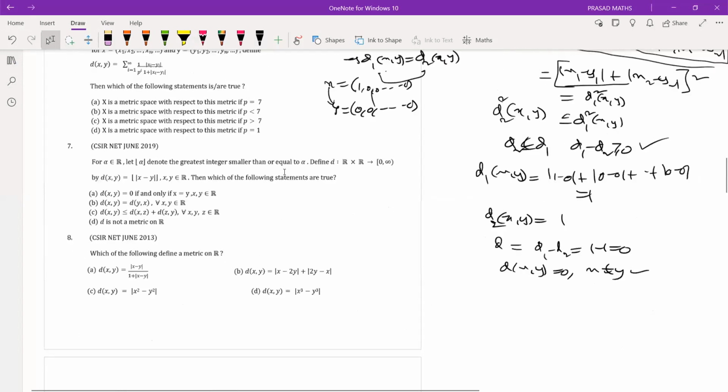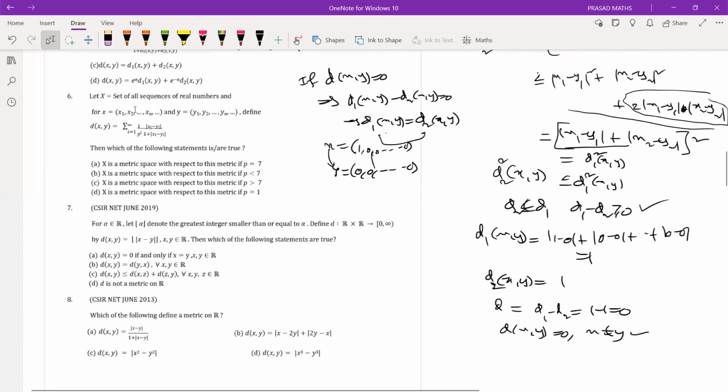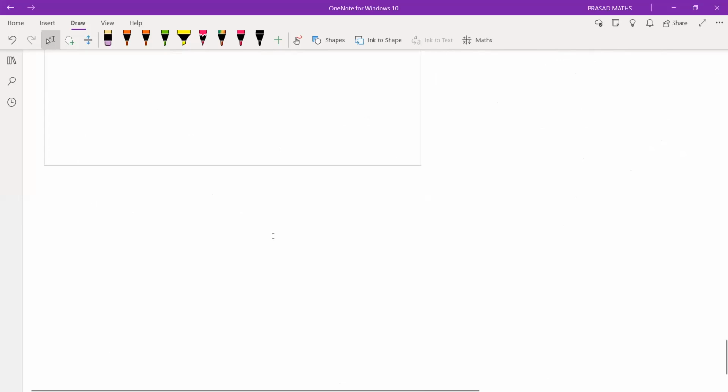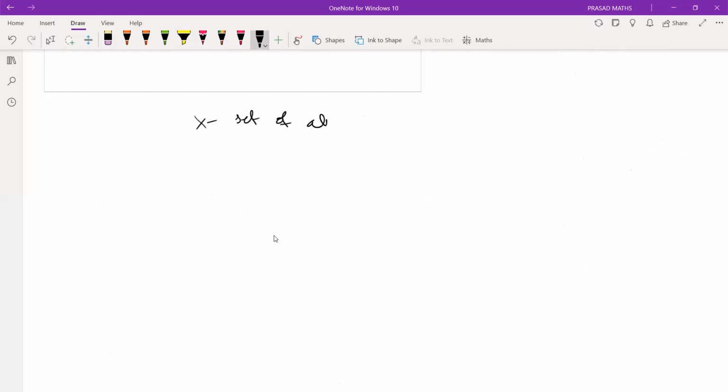What is the problem here? Yeah, this one. What is this one? Set of all real sequences. Just I can take here. Set of all real sequences. It is what actually? Set of all real sequences.